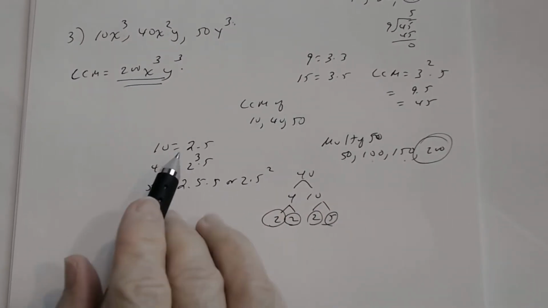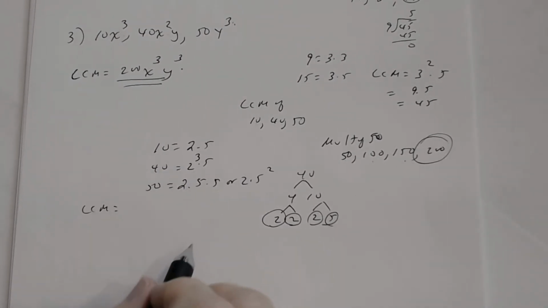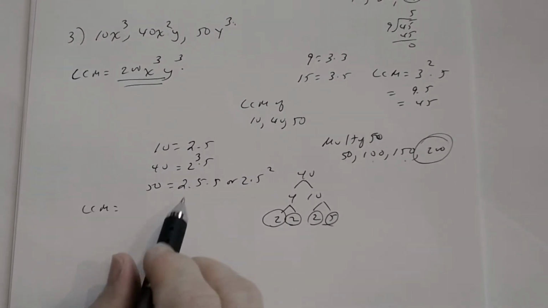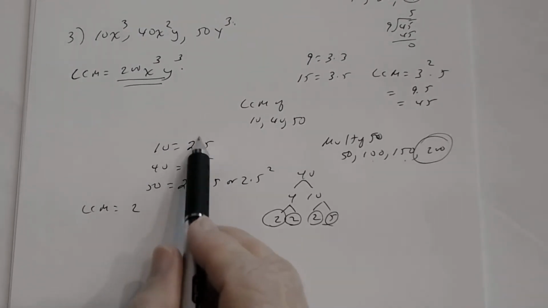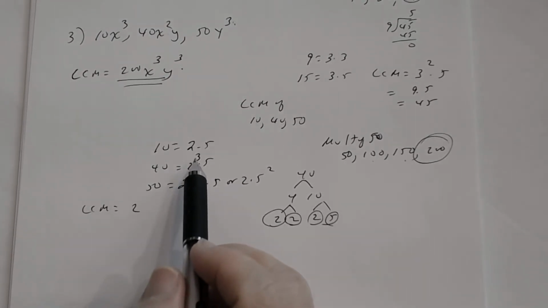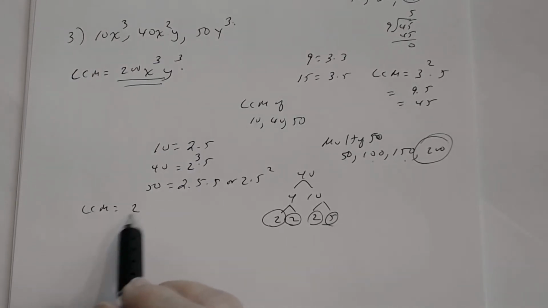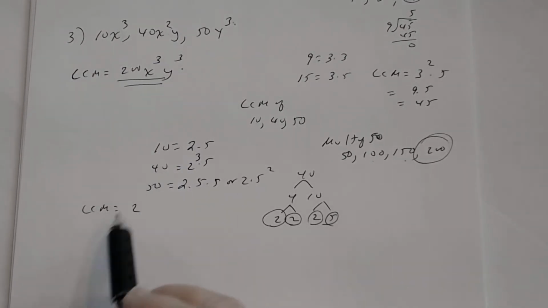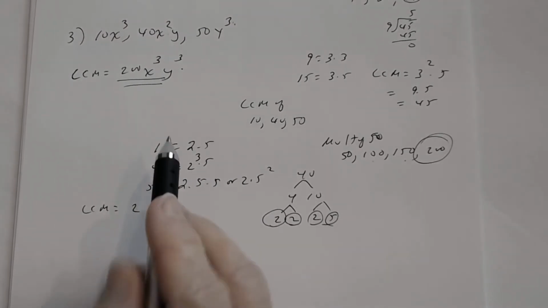Okay, so once you find the prime factorization, the least common multiple must include every factor you see. So I see a factor of 2. The question is, how many do I need? I have 1 factor of 2 here, 3 here, 1 here. I need the one with the largest exponent because for the least common multiple, remember, each of those has to divide into this. So I need 2 to the third.